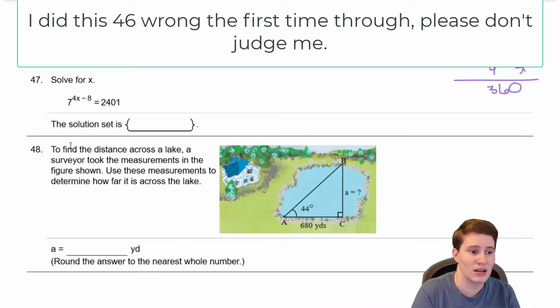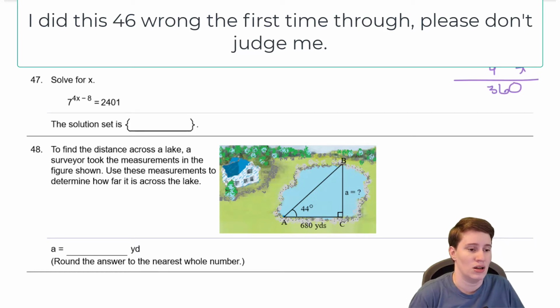47. Solve for x. There are two ways to do this. One is to use logarithms, and one is to attempt to write 2401 as 7 to some power. If 2401 happens to be 7 to a power, then that's the easier way to go. Fortunately, powers get big really quickly. I know that 7 squared is 49, and I'm pretty sure 7 cubed is 243. No, 343. If I times that by 7 again, which would be 7 to the 4th power, I get 2401.